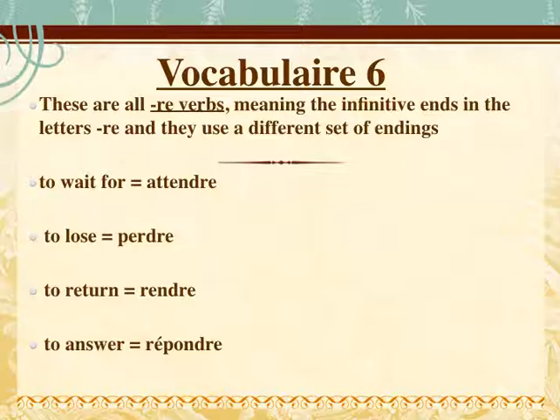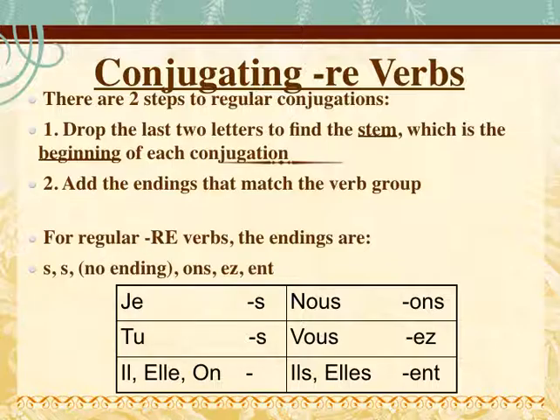When we conjugate these, as stated, they're all regular verbs, so we're going to follow the same 2 steps that we follow for every single regular verb. We're going to drop the last 2 letters to find the stem. So in this case, get rid of the RE to find the stem, which is the beginning of every single one of our 6 conjugations. That's how we know which infinitive it is we're conjugating. From there, we have to make each one of those match the subject by adding the endings.